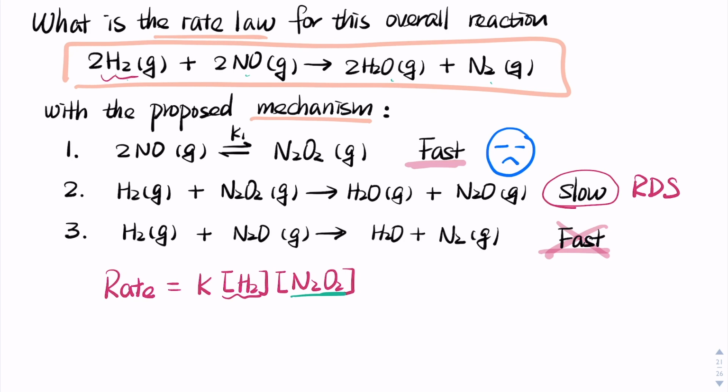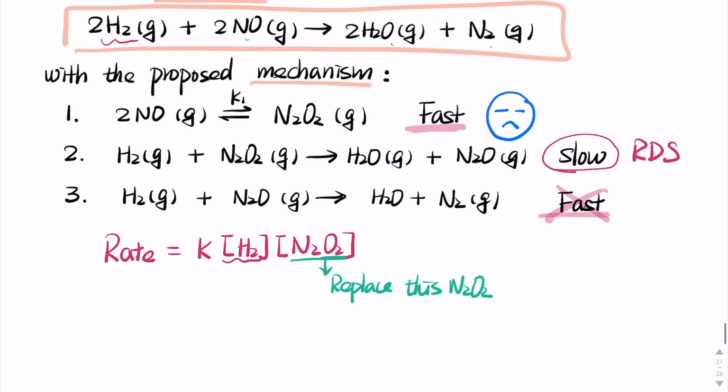Okay, so therefore, we don't think we could do that, right? We don't think we can use a substance which is not even in the overall reaction. So that means we need to replace this N2O2 with a substance from the overall reaction. Okay, so now let's see how we can do that.